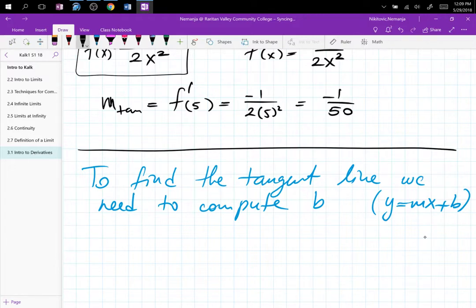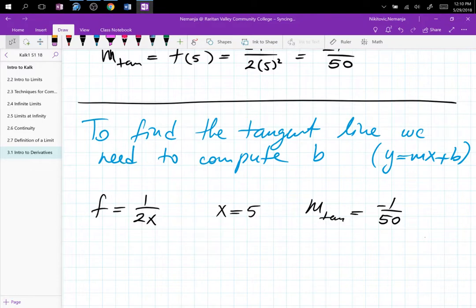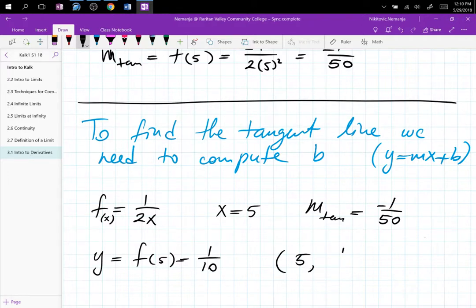So for our example before, what do I have? I have f equals 1 over 2x. I have that x is equal to 5, and I have that the m tangent is negative 1 over 50. Well, I should be able to compute b from here easily. First, I need the y value, right? So the y value is f computed at 5, which is 1 over 10. So the point is (5, 1/10), and the slope is negative 1 over 50.